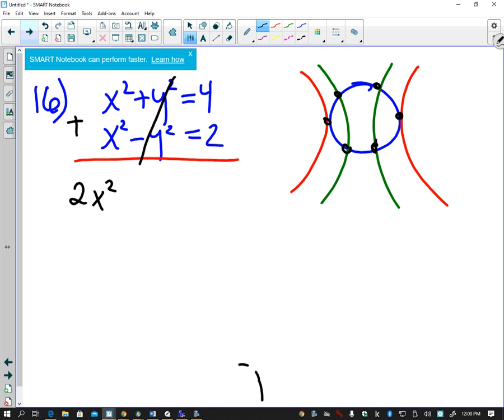There's a fly that just hit my smartboard and caused like a giant line. Yeah, no, seriously, that happened.